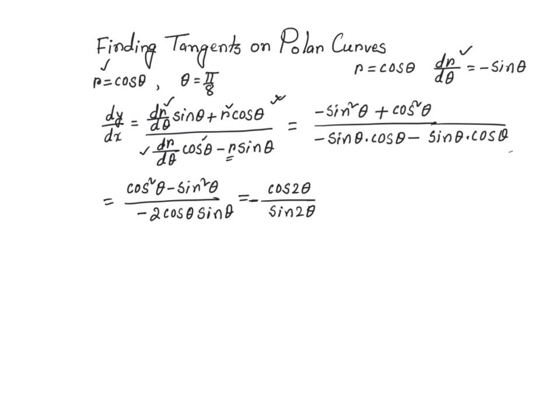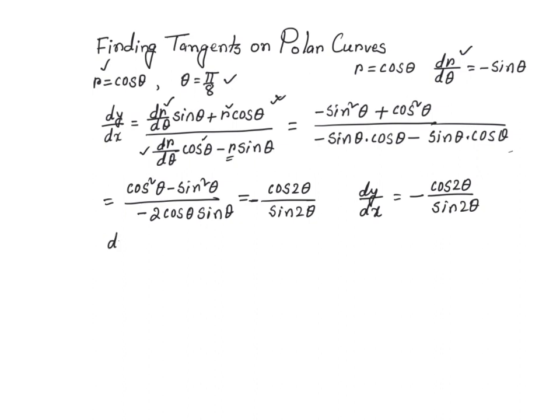So my dy over dx, or slope m, is negative cosine of 2 theta over sine of 2 theta. Now we need to evaluate this at theta is equal to pi over 8.